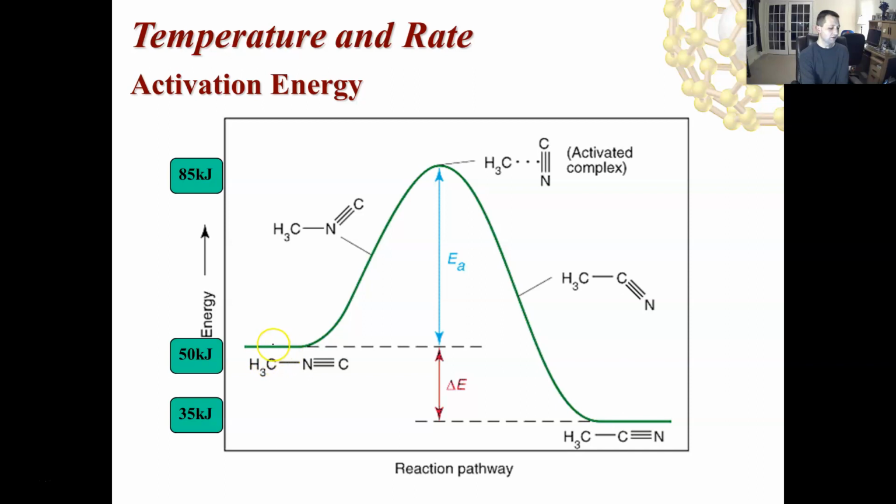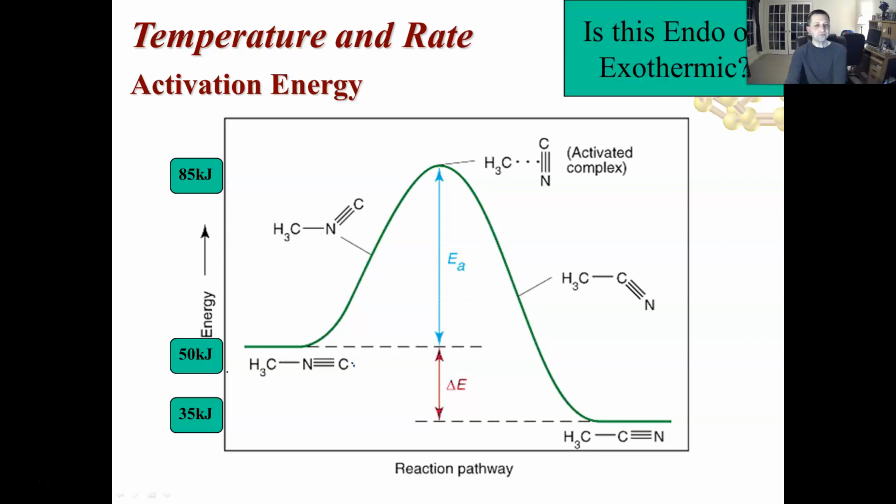Here's our initial substance over here: a methyl group and a triple bond carbon with a lone pair on it. Let's say that has 50 kilojoules of energy stored up in those chemical bonds. So the potential energy of that substance is 50 kilojoules. That's the chemical energy it possesses. The question here is asking you, is this an endothermic or exothermic reaction? So we're starting at 50 kilojoules.